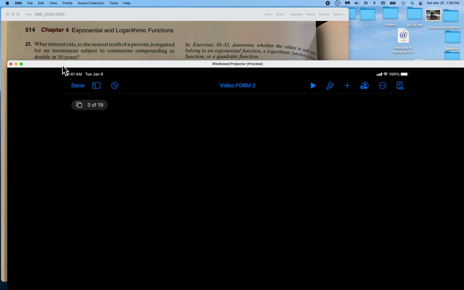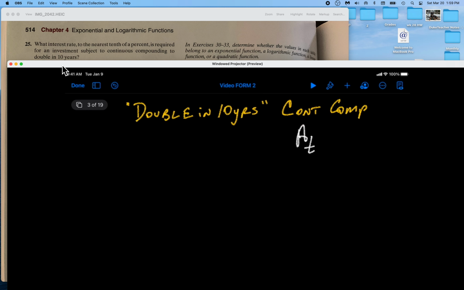Fascinating. Okay, so it says here it's going to double in 10 years. And they want to know the rate. Continuous compounding. They don't give us any other information. They don't give us an initial amount. So continuous compounding, we know right away Nancy's not going to be involved. See if I can get this right this time. A of t is going to be the initial amount times e to the rt.